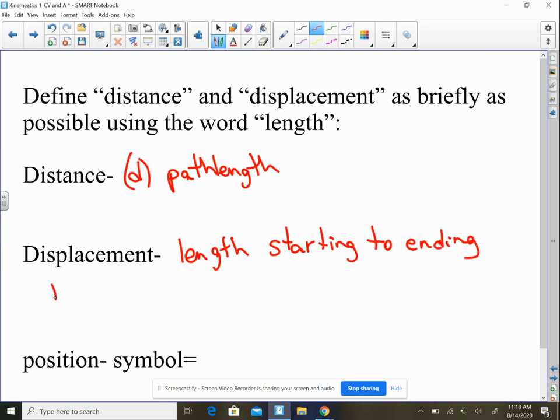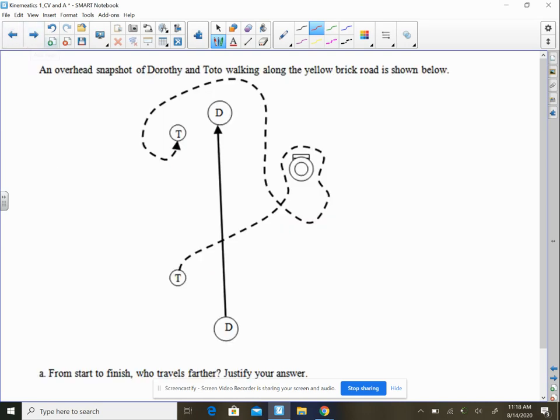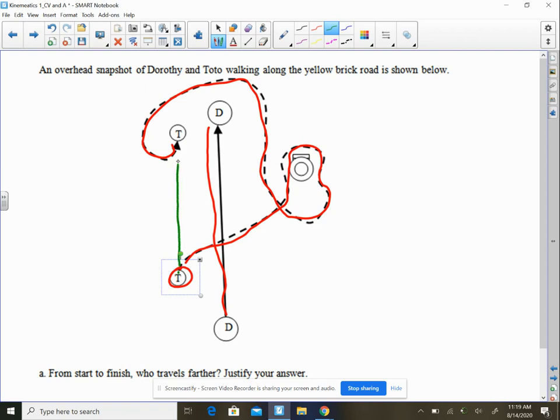Let's go back to Dorothy and Toto and see who had the bigger distance and who had the bigger displacement. If we follow Toto and look at Toto's path length or distance, if we straighten out this windy path, Toto definitely had the larger distance. Because if you look at Dorothy, the distance is just this straight line from where she started to where she ended. But if we look at displacement, and we'll do displacement in green, Toto started here and ended here.